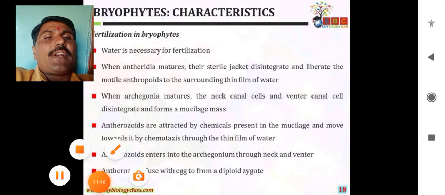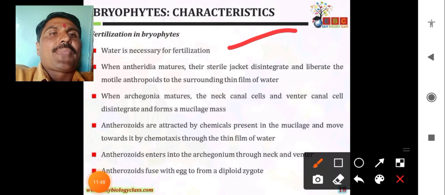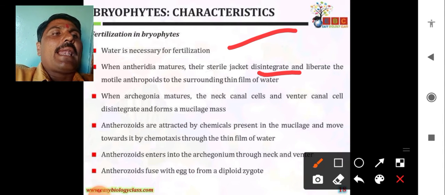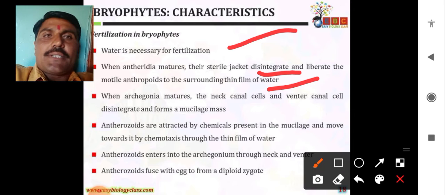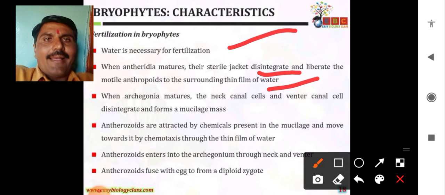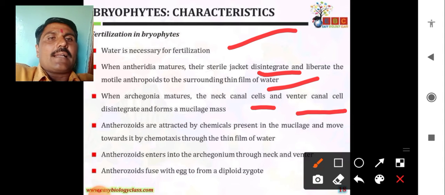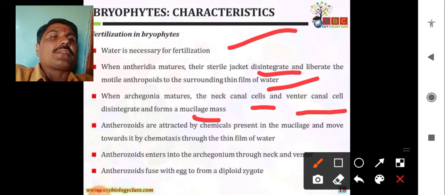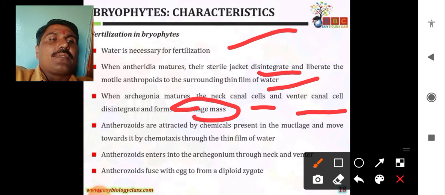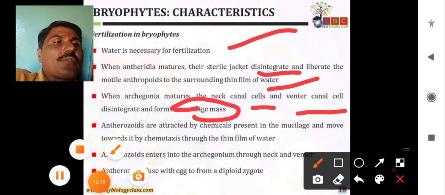Water is necessary for fertilization in the bryophytes. When the antheridia mature, their sterile jackets disintegrate. What happens actually is that it ruptures and liberates the motile androzoids into the surrounding thin film of water. When the archegonia mature, the neck canal cells and venter canal cells disintegrate and form a mucilage mass. This is one of the most important points.